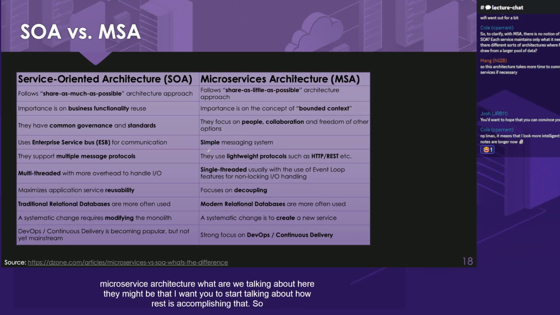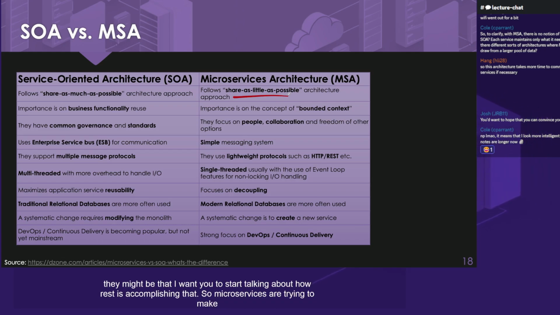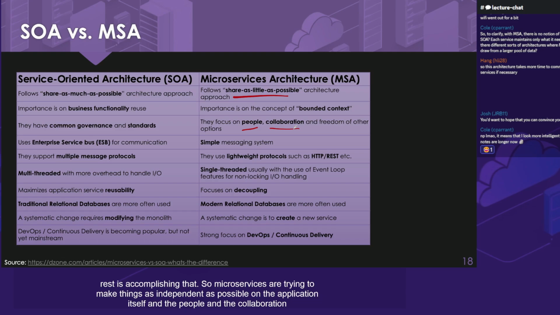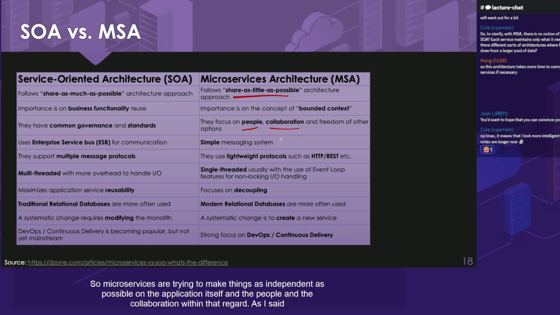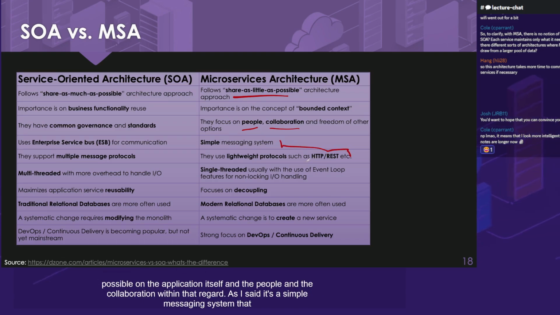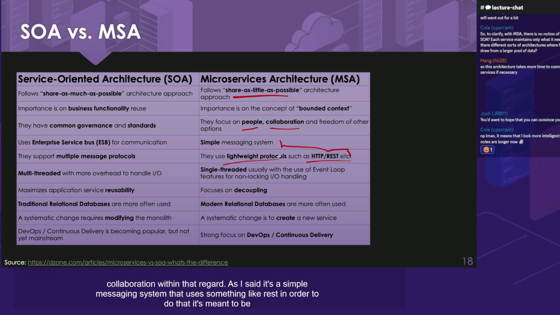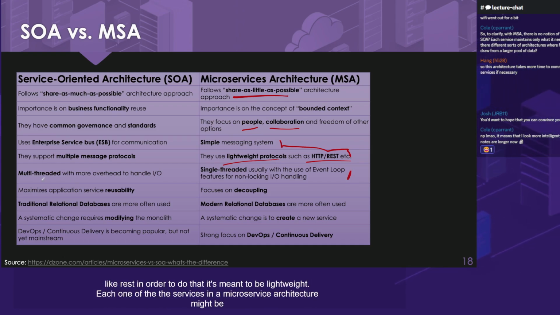So microservices are trying to make things as independent as possible. They are focusing on the application itself and the people and the collaboration within that regard. As I said, it's a simple messaging system that uses something like REST in order to do that. It's meant to be lightweight. Each one of the services in a microservice architecture might be single-threaded, whereas those larger monolithic things might be multi-threaded.